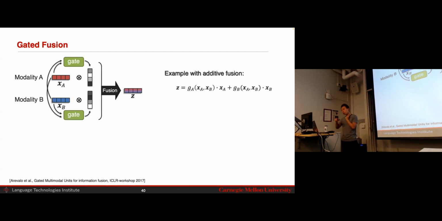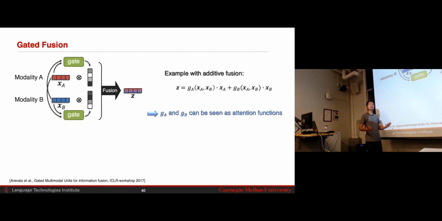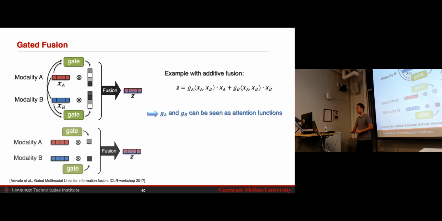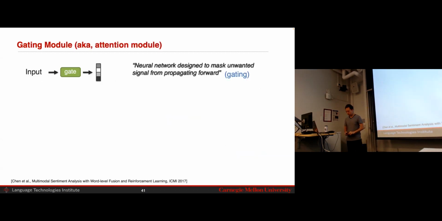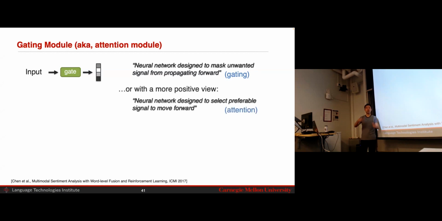So instead of writing W1, which is a static weight, you can write it as GA as a function of XA and XB. So GA and GB can be seen as attention functions. Given different inputs, it's going to automatically decide what to focus on in the inputs. And again, the gating output can be one-dimensional, multiplied element-wise to every dimension of a modality. It can also be the same dimension as the modality, and you do element-wise multiplication. And two interpretations, right? It can be thought of as a model that prevents useless information from going in, or it can be seen as a model designed to filter out the most important information, attention.